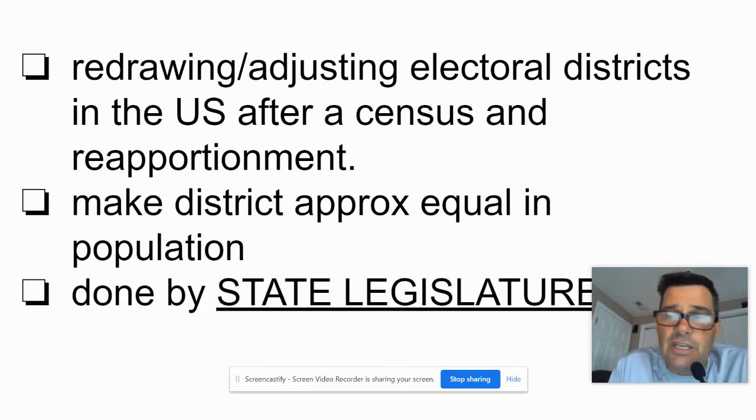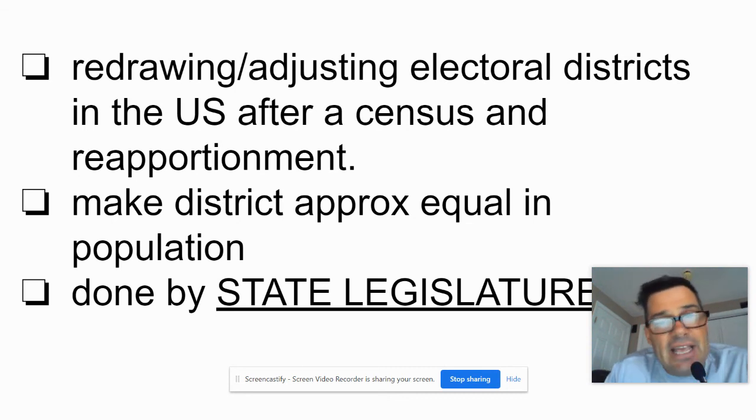And then this is a really key point. Who does the redistricting? Who redraws these districts? The state legislature. Congress, federal Congress in Washington, D.C., does not redraw their own House districts. The state legislatures do. So if the state legislature is controlled by Republicans, then they're going to redraw those districts to kind of help Republicans. But if the state legislature is controlled by Democrats, then they're probably going to redraw it to help Democrats. And we'll see that when we talk about gerrymandering.